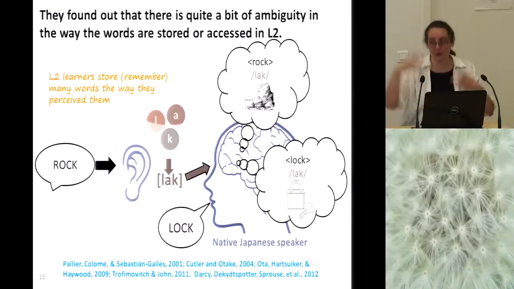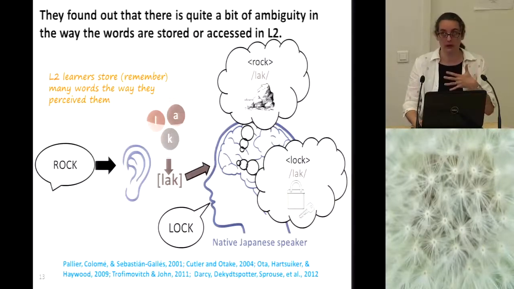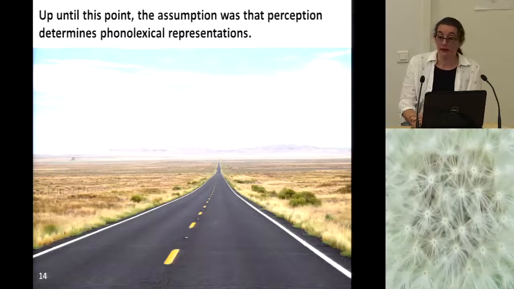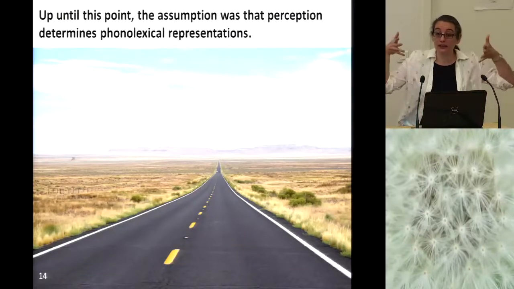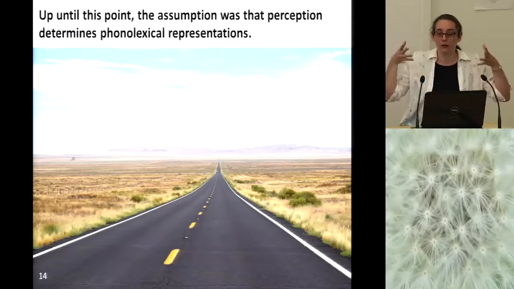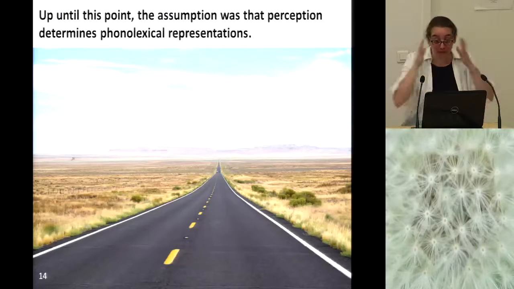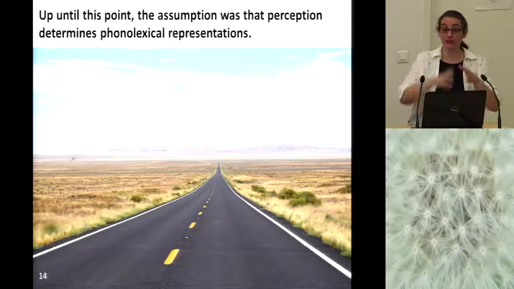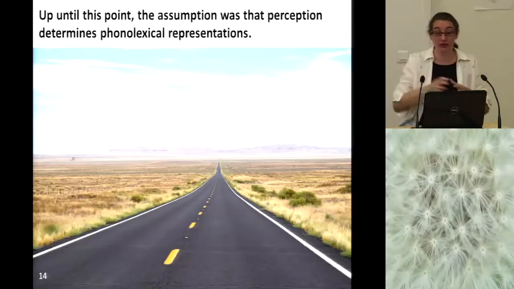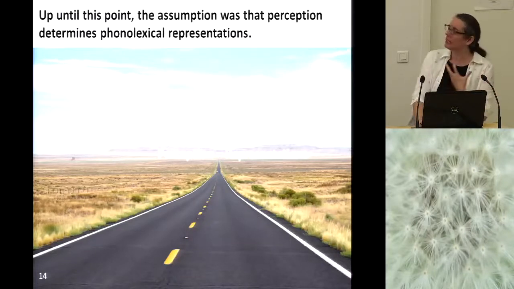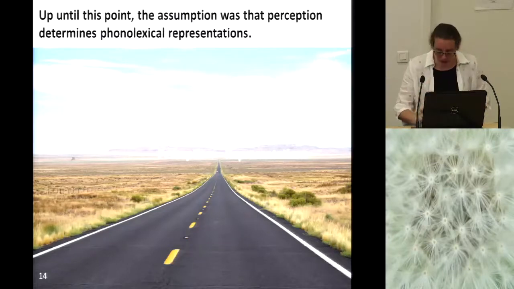And then also there could be a consequence in the way this word is pronounced. These results have later on received more support, in fact, for these ambiguities in the mental lexicon. And so until then, the fact that distinctions could be lost in the mental lexicon was essentially like a straight road ahead. Everything seemed very simple, right? So up until this point, the assumption was that perception determines phonolexical representations in a very similar way to L1 acquisition, like I was showing before. And so perception equals representations, in a very simplistic way at this time.